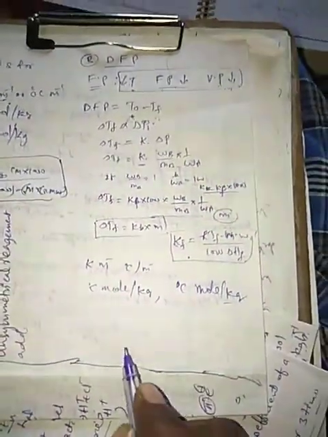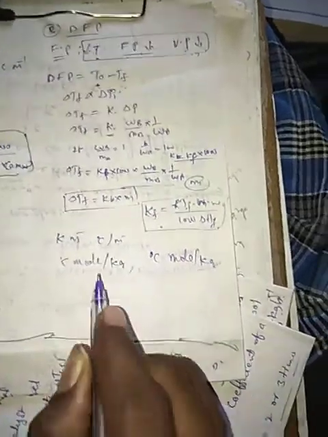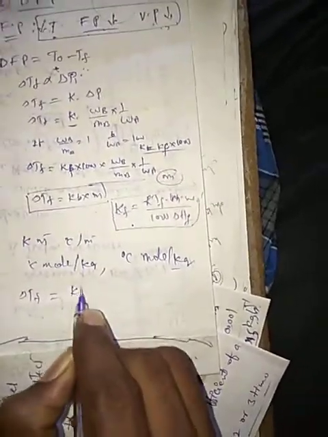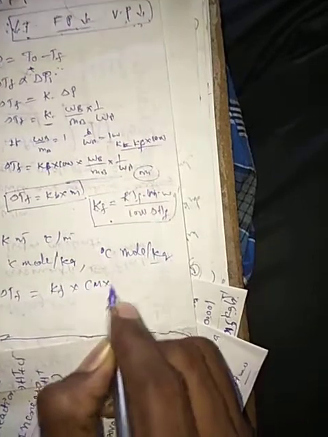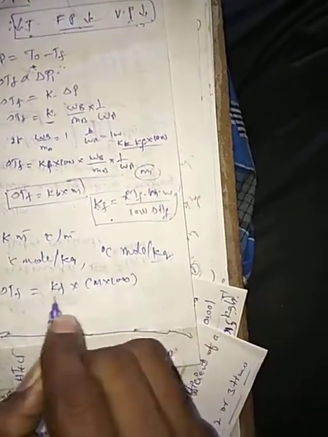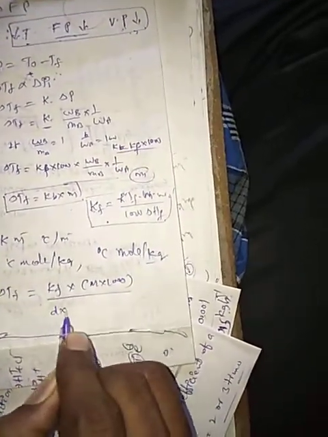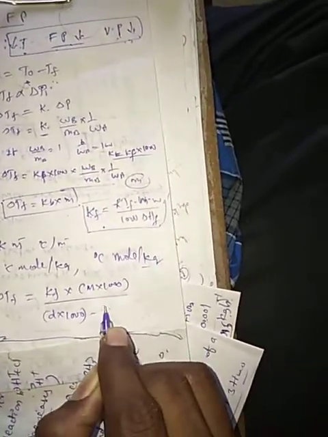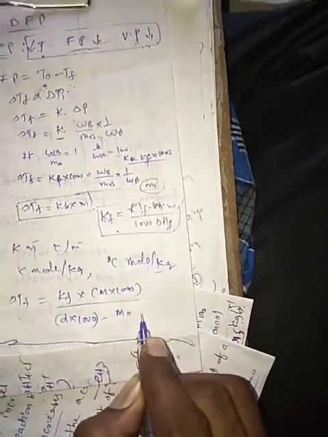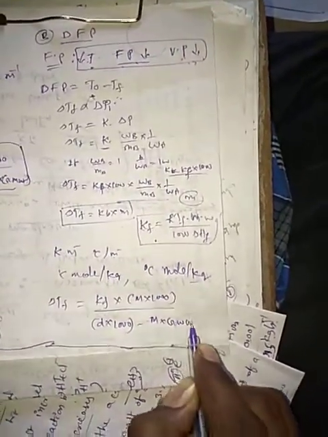Now one more formula we can also use, that is the formula for delta Tf. Delta Tf is equal to Kf into m into 1000 by D into 1000 minus m into gram molecular weight.